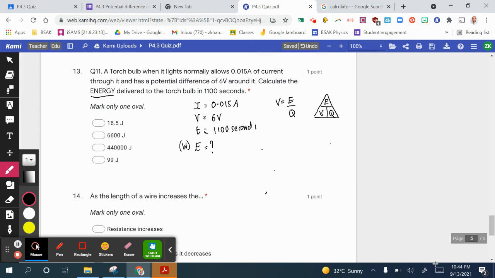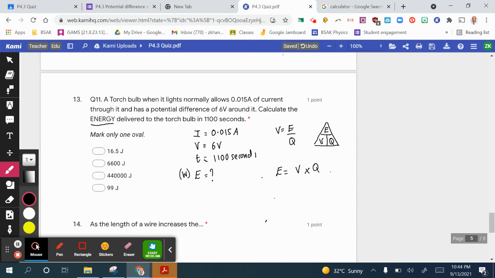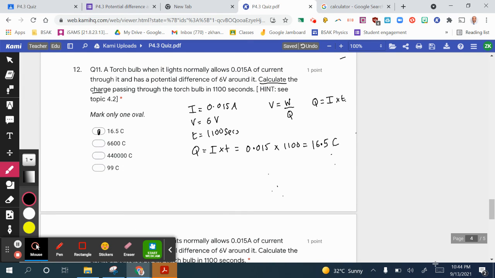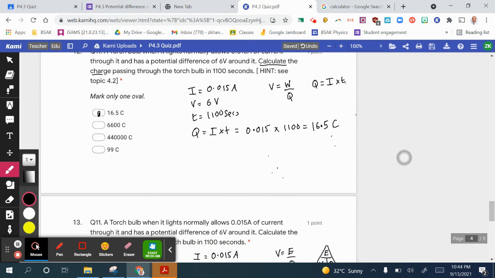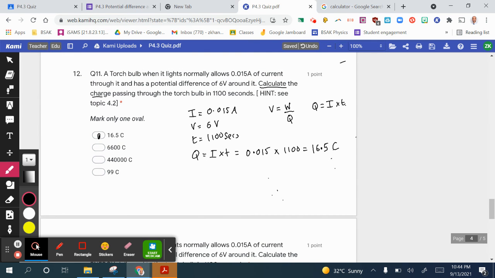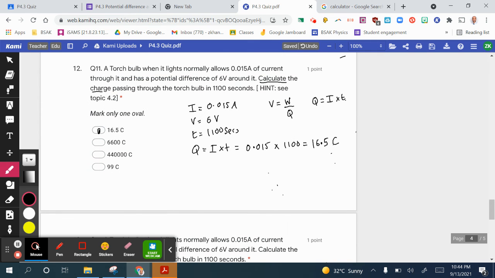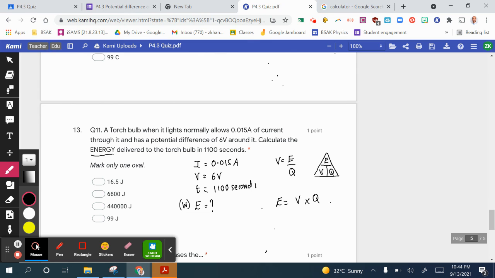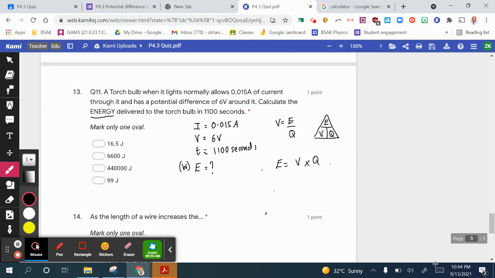So the amount of energy transferred in 1100 seconds is equal to the voltage multiplied by the charge. Do we have the voltage? Yep. Do we have the charge? Well, it's the exact same question as the previous one. So we have worked out the charge here. That was 16.5 coulombs. So we did need to use another formula to work out charge, and that was the previous question. If you look, that question and this question have the same numbers. So we've worked that charge out already.